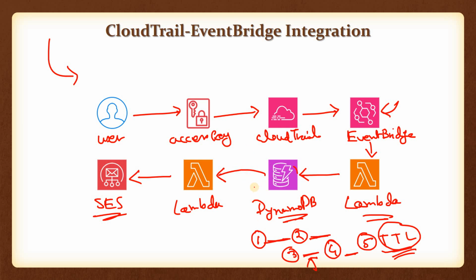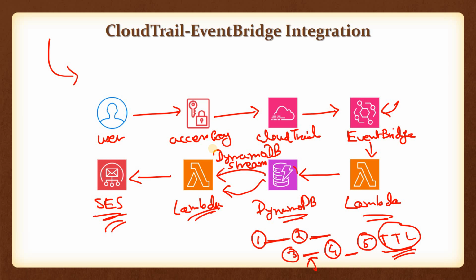So on the 90th day, when the data is deleted, we will have a DynamoDB stream here. Let me write. So using the DynamoDB stream, we trigger Lambda, and from Lambda, using SES, we can send the notification. So this became a complete event-driven approach instead of a time-based approach, right?